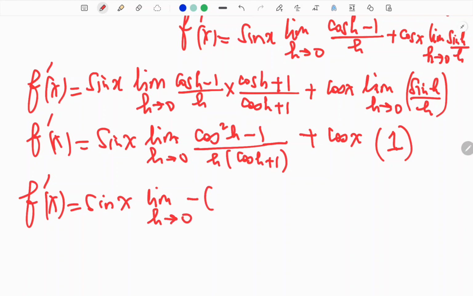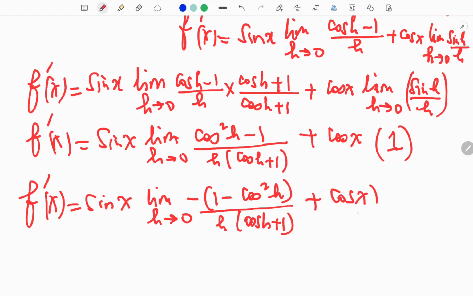If you factor out the negative in the numerator, we have therefore 1 minus cosine squared of h. We divide everything by h into cosine h plus 1, plus cosine x, like this, which you can just write here as cosine x. You can just write cosine x, okay? And you have cosine x.